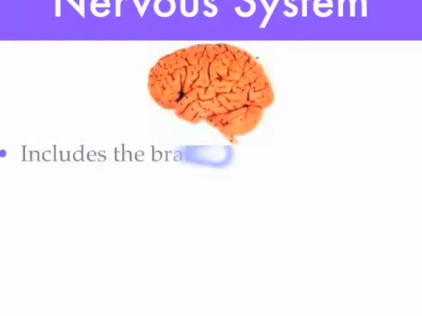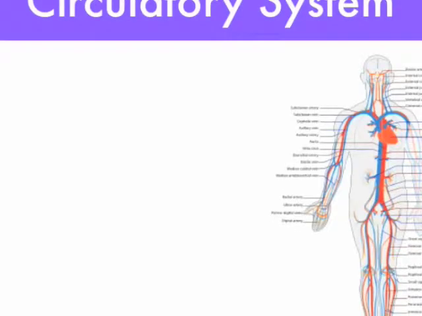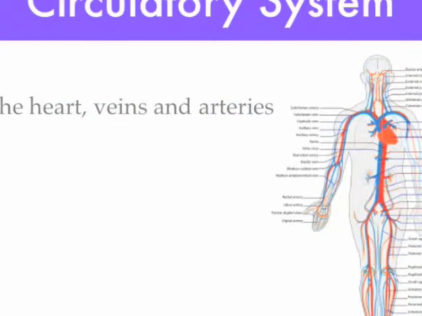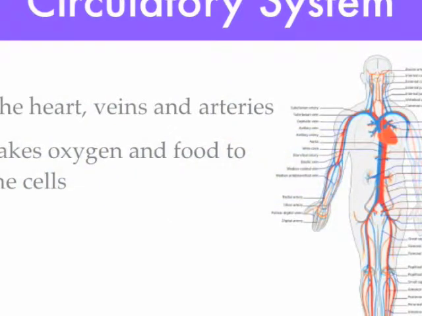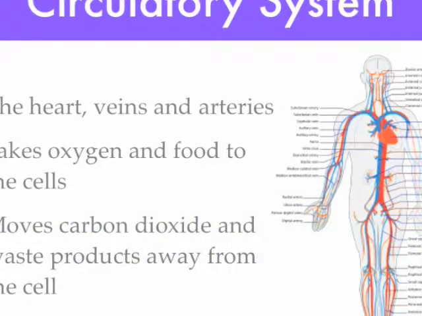The nervous system consists of the brain and the nerves that connect the brain to the rest of your body. It controls movement, senses, hormones, circulation, respiration, and homeostasis. The circulatory system. This is your heart, veins, and arteries. It takes oxygen and food to the cells and moves carbon dioxide and waste products away from the cell.